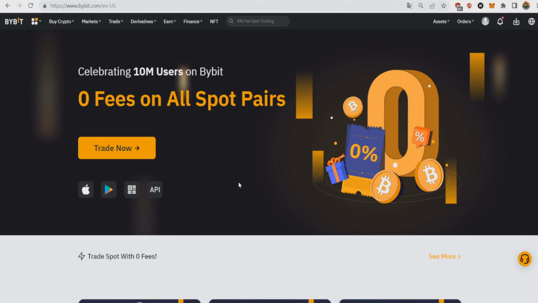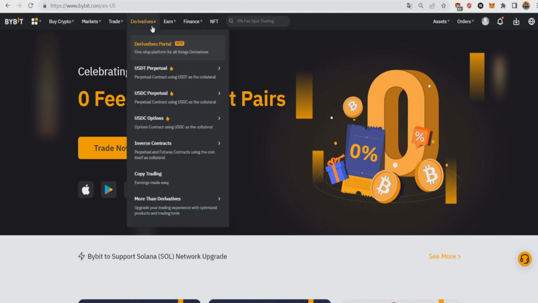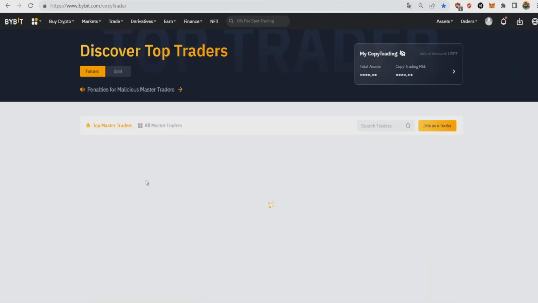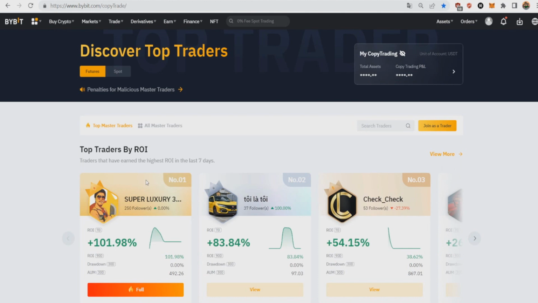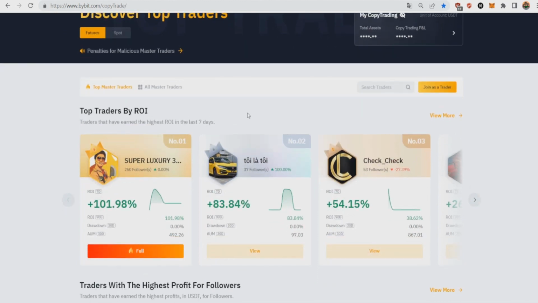So let's start this video off with how to start a copy trade on Bybit. It's really easy, guys. From the home screen, you go to derivatives, you click on copy trading. For now, I'm just going to show you really quick how to start a copy trade, and after that, how to select the trader to copy. So you just click on this guy, for example.